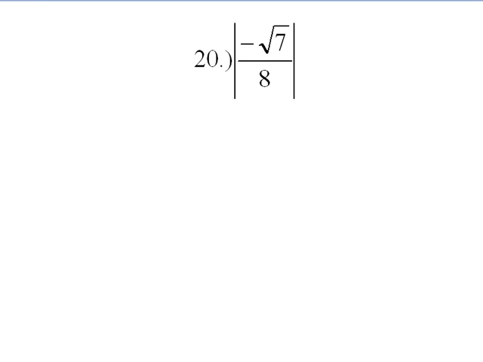Now what we're looking at is an absolute value. These are the absolute value signs. And remember, we ignore the negative sign here. We just take the absolute value, or the number it is, from 0 on a number line. So we can simply rewrite this as square root of 7 over 8. And that is our answer.